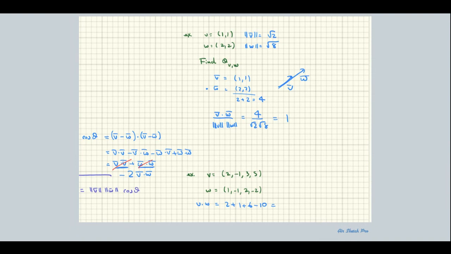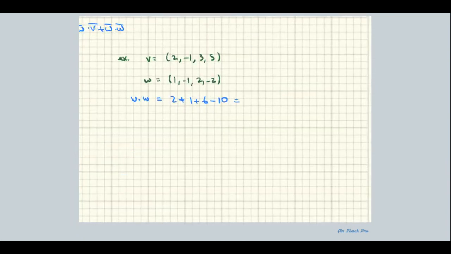Okay. Now here we got two that are not in the same direction, okay? And the dot product of the two is 2 plus 1 plus 6 minus 10. That's 3 plus 6 minus 10. That's negative 1. Okay? Somebody tell me whether the angle between them is acute or obtuse. The angle between V and W in three space, acute or obtuse. V dot W has a negative dot product. Is the angle between them going to be acute or obtuse? Yes, because cosine is negative, and the negative states obtuse angles.